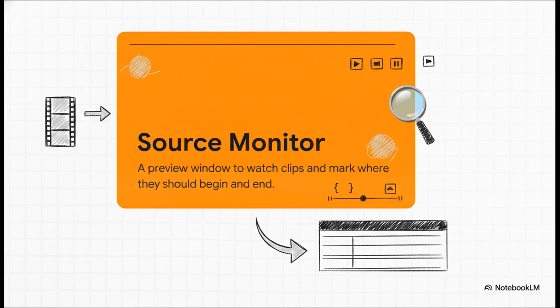Once you find a clip in your project panel, you don't just throw the whole thing into your video. Instead, you open it in the source monitor. This is your preview window. It lets you watch that raw footage, find the absolute best moments, and mark exactly where you want the clip to begin and end before you ever commit it to your final edit. It's a real game changer for keeping things clean.